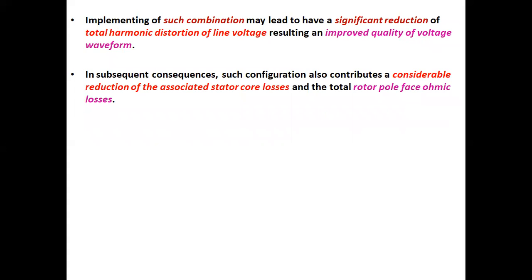Implementing such a combination may lead to a significant reduction of total harmonic distortion of line voltage, resulting in improved quality of voltage waveform. As a subsequent consequence, such a configuration also contributes to a considerable reduction of the associated stator core losses and the total rotor pole phase ohmic losses.